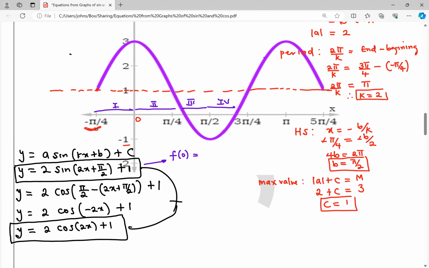So this will become 2 sine. F of 0 will just be pi over 2 here, then plus 1, right? So sine of pi over 2 is 1. So this is 2 times 1 plus 1, which is 3. Yep. And this is what we expect to get. So that means the equation we got is fine.